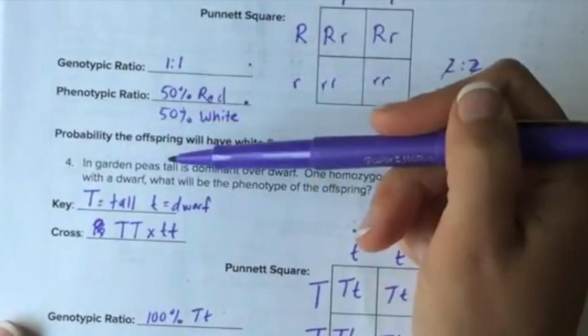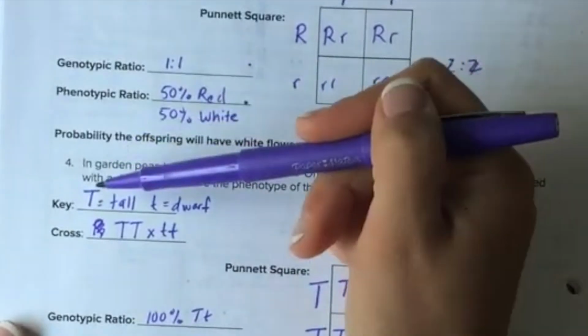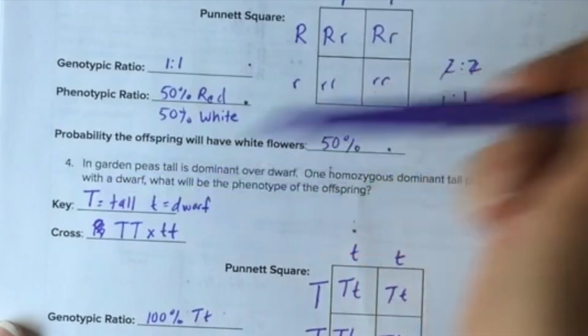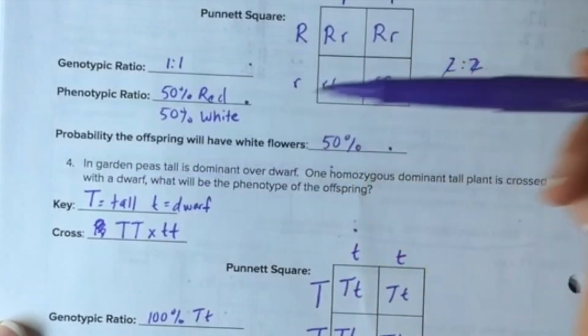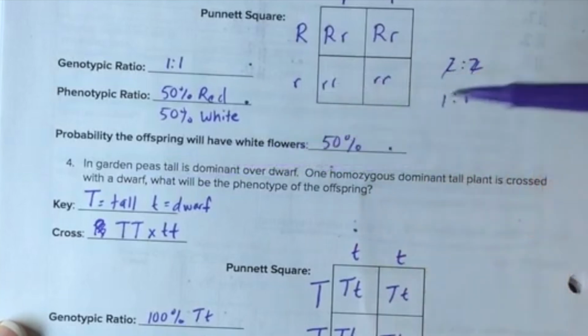In garden peas, tall is dominant over dwarf. So let's write our key. Big T for tall, little t for dwarf. One homozygous dominant tall plant is crossed with a dwarf. What will be the phenotype of the offspring?